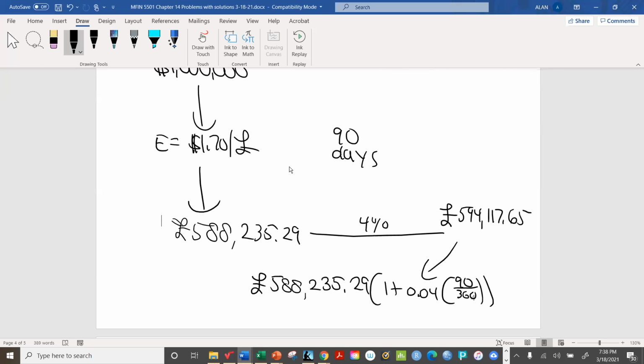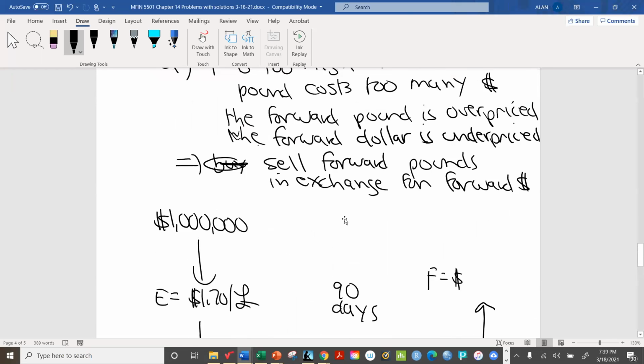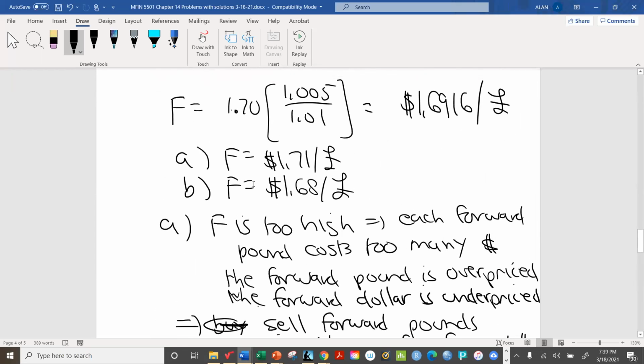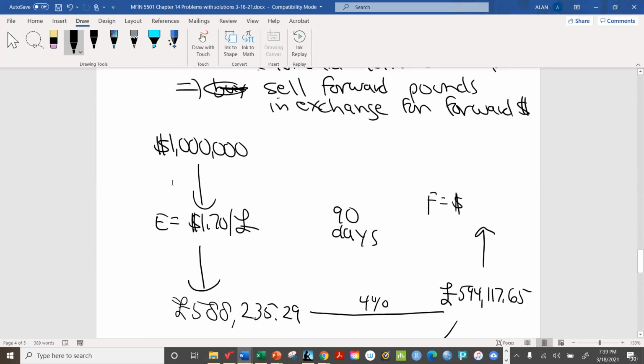Now, here's the interesting part. That's not going to do us any good because there's going to be foreign exchange risk. So what we will do is, when we enter our pounds into this bank account, we'll simultaneously sell this many pounds, 594,117.65, through a forward contract. And now the forward price or exchange rate is this $1.71, which we know is too high.